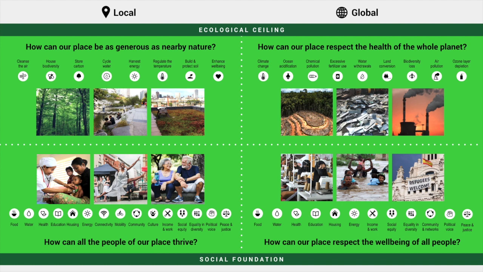So these are the four lenses of a portrait of your place through Doughnut Unrolled. And of course, the magic happens when we start looking for the interconnections between all four lenses, between the social and the ecological, between the local and the global. See how they're interconnected and see how we can transform them, and transform them together.